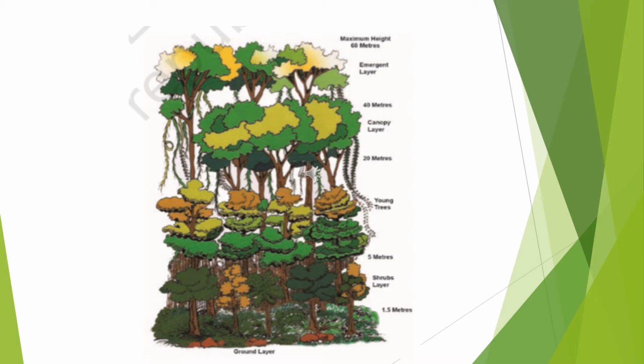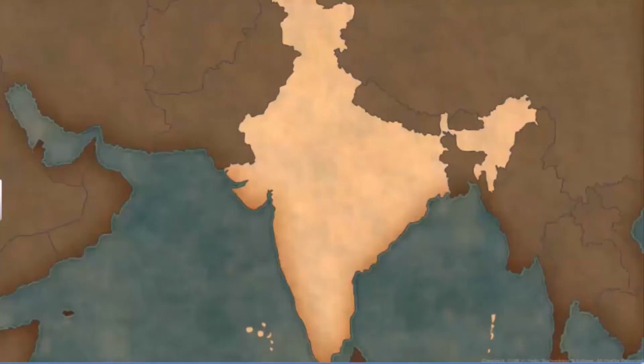Below that are the trees of 20 meters, then the young trees which are not very tall, then the trees of 5 meters, then there come the shrub layers and the very tiny trees which are 1.5 meters, or you can even call them plants. This is what the tropical rainforest is all about.